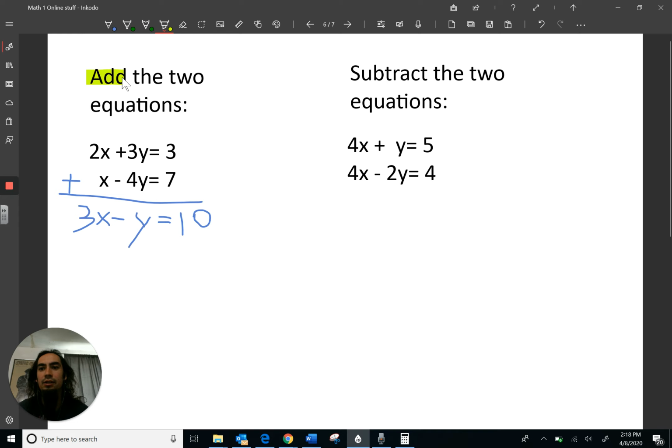And again, I want to point out that I still have an x and a y. They're both still here. Okay. And now over here, let's subtract the two equations.